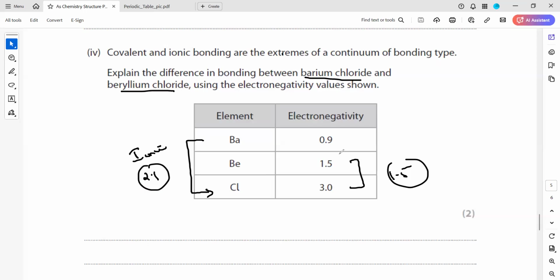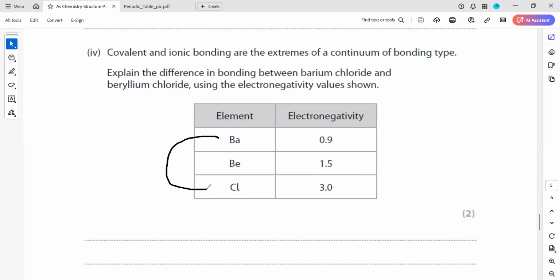So what kind of bonding will beryllium chloride have? It will have covalent. And what kind of covalent? Because covalent is of two types. How do we know whether a bond will be polar or non-polar? A polar covalent bond is when it ranges from 0.5 to 2.1. And if it is less than 0.5, then it will be non-polar. Is it clear?